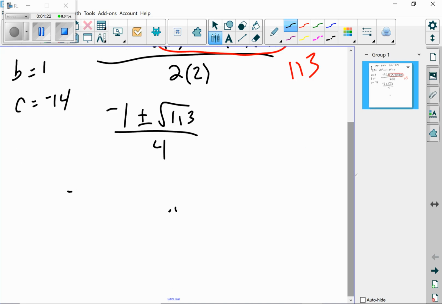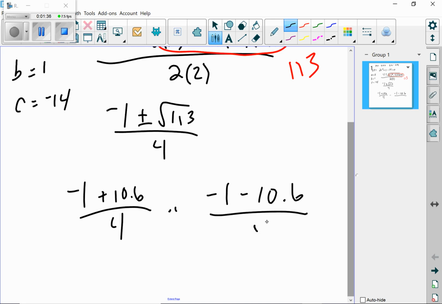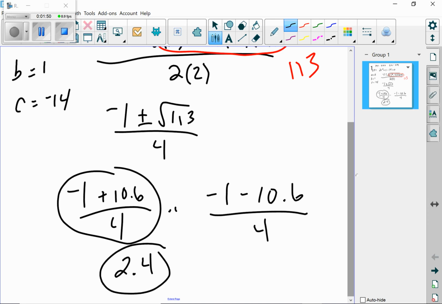Alright, so we got negative 1. I go to the calculator. The square root of 113 is approximately 10.6 rounded, so negative 1 plus 10.6 over 4, and negative 1 minus 10.6 over 4. I need those two answers. Again, I'm using the calculators quite a bit right now. When I work this part out, it's 9.6 divided by 4, which is really 2.4. It's positive. Again, these are rounded. That one actually worked out to be exactly 2.4. And this is negative 11.6 divided by 4, which is a negative 2.9 answer. That's the answer for the first one, 22.